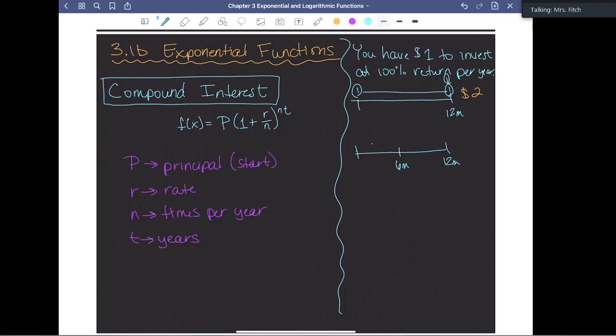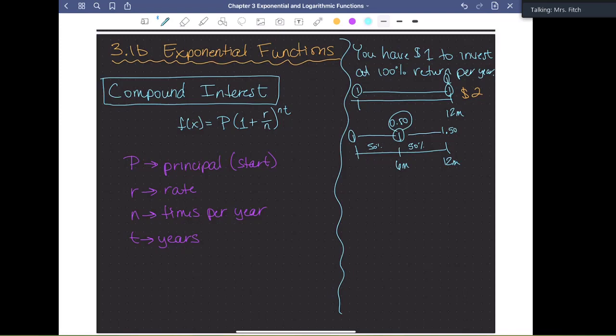That means they're going to pay you 50% interest in the first 6 months, and then 50% interest in the second 6 months, right? So for the whole entire year, what percentage are we getting? 100%. So we're going to put $1 in. At the end of 6 months, we're still going to have the $1 that we put into the bank, but we're going to get 50% interest on the $1. 50% of $1 is 50 cents, right? So now we have how much money? We have $1.50.